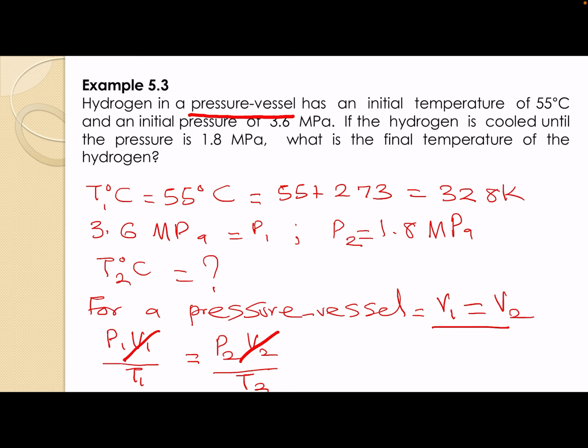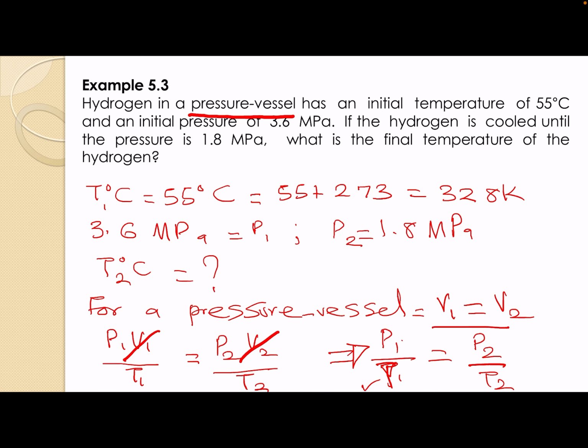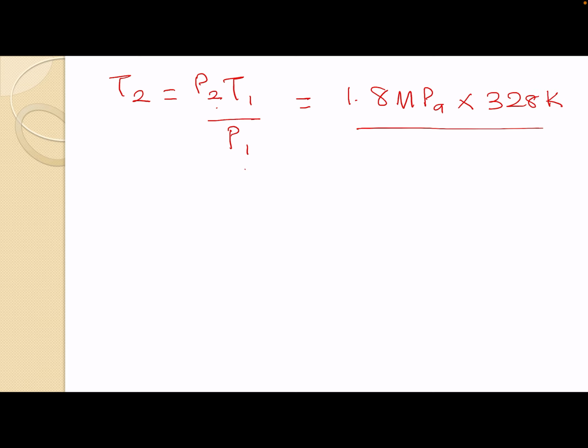So the volumes go out, and we are left with P1 over T1 equals P2 over T2. We have T1, we have P1 and P2, and we're looking for T2. So we make T2 the subject of the formula, and we are left with P2 T1 over P1. Since the units for P2 and P1 are the same, we don't need to convert. It's 1.8 MPa multiplied by our T1, 328 Kelvin, divided by 3.6 MPa.